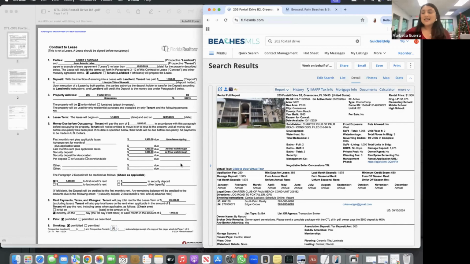I apologize. Okay, so moving forward here, as I was saying, you have the option to choose whether the landlord or the tenant will be the one preparing the lease. In this case, always put the landlord. The landlord or the listing agent would be the one preparing the lease.